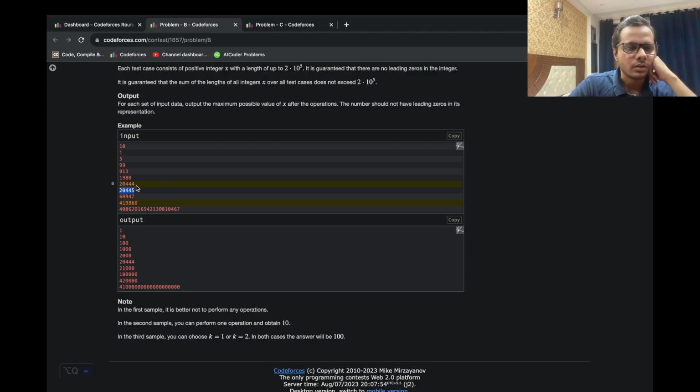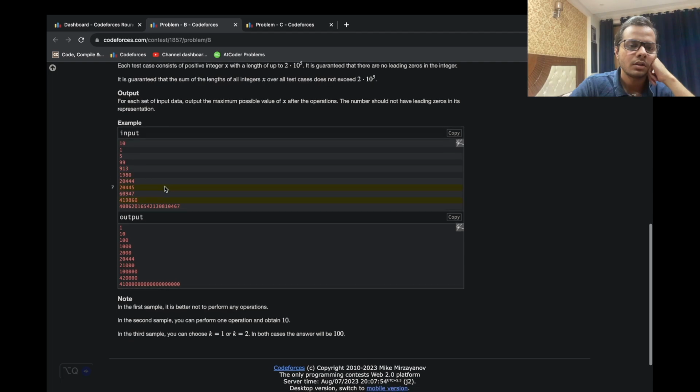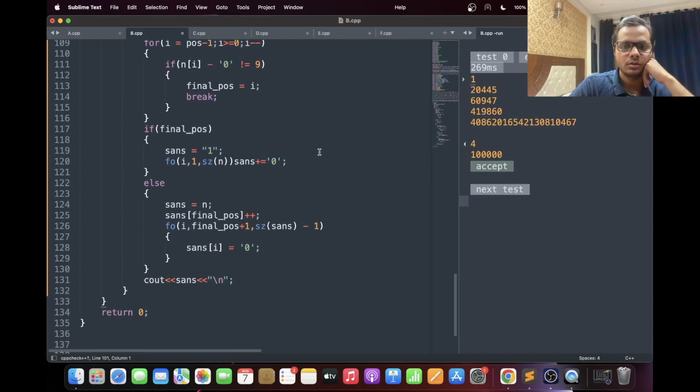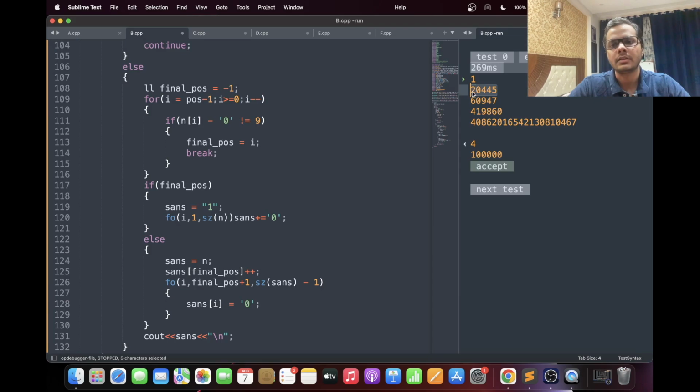So how can we make this 2100? So in the first step we'll make it 20450. Okay, and then we'll make it 20500, and then we'll make it 21000. Okay, yeah, that makes sense. Okay. Anyways, we are still getting some wrong results here.